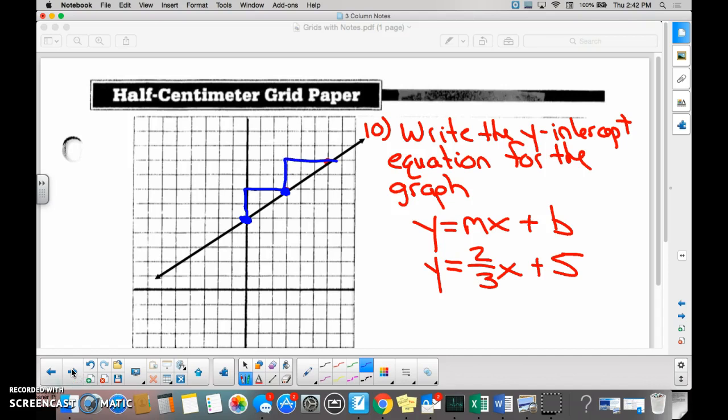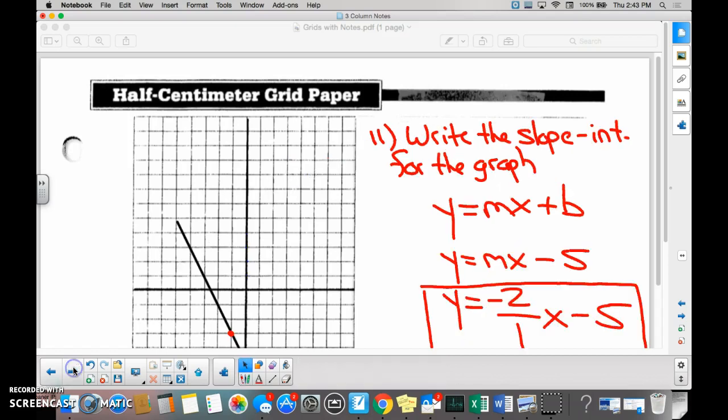2 over 3. Remember, if I plugged in a number for x, let's say I plugged in 0 for x. What does y become? What is 2/3 times 0 plus 5? 5. So if x is 0 and y is 5, that should be on our line, right? I start at my origin, I go over 0, I go up 1, 2, 3, 4, 5, it's right there, right? Okay.